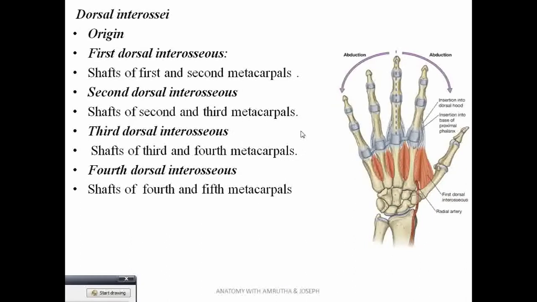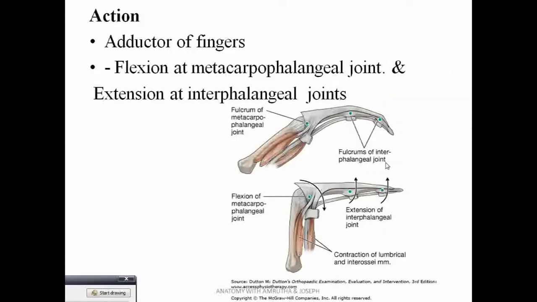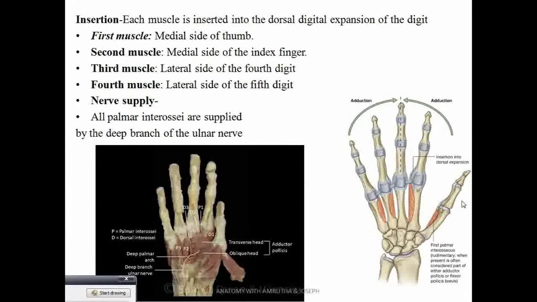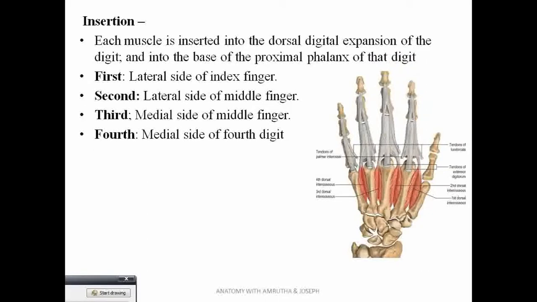Now look at this here. We have seen the palmar interossei. In palmar interossei, the function is adduction. Now already the middle finger is in adducted position. That is why there are no palmar interossei attached to the middle finger, because the middle finger need not get adducted by muscles because it is positioned in an adducted position. Whereas here, two dorsal interossei are attached to the middle finger for its abduction in both directions.